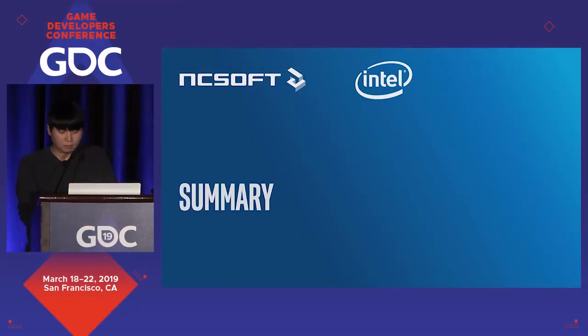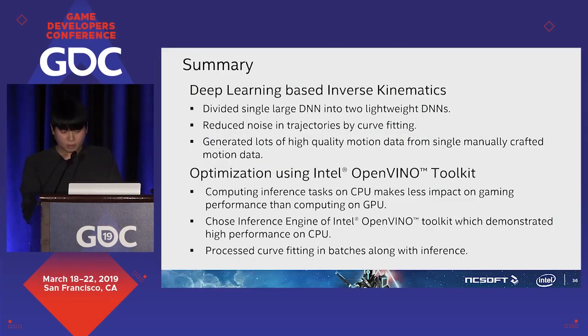Then let me summarize our talk. The summary can be split into two parts. For the modeling part, using deep learning, we can quickly get an approximate solution from the trained DNNs without solving the problem directly. But there are many difficulties, such as modeling the neural network, reducing output noise, and gathering high-quality training data. So we solved those problems like this.